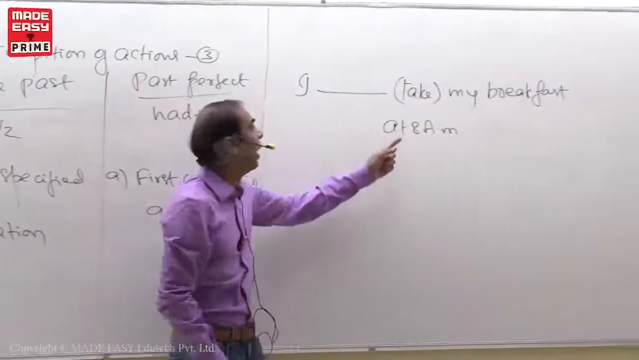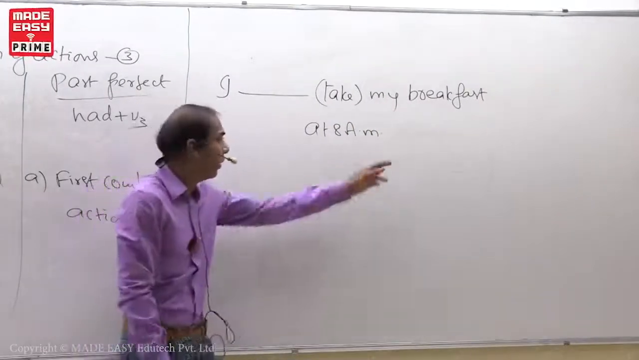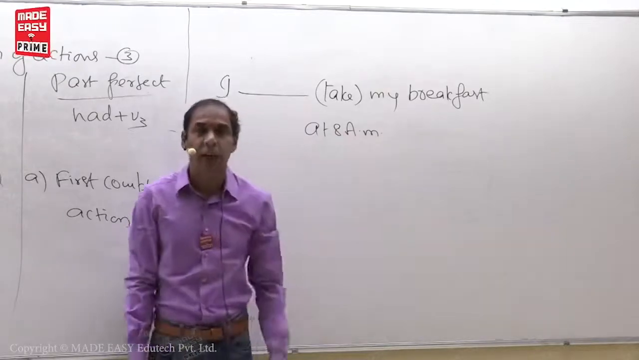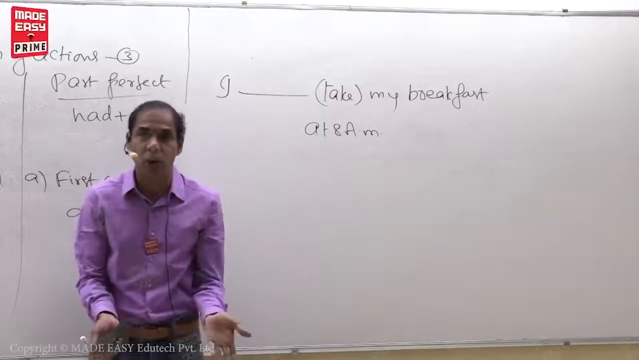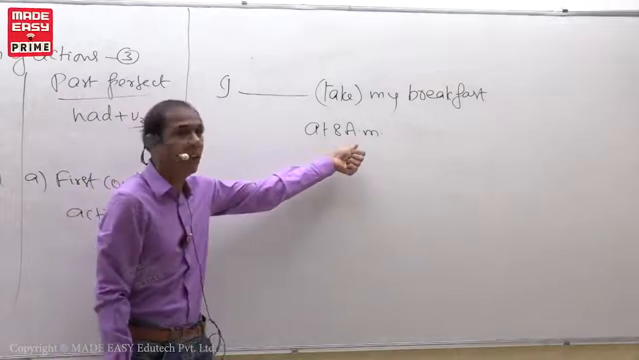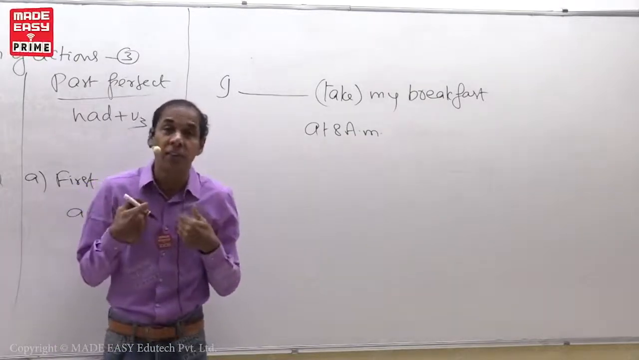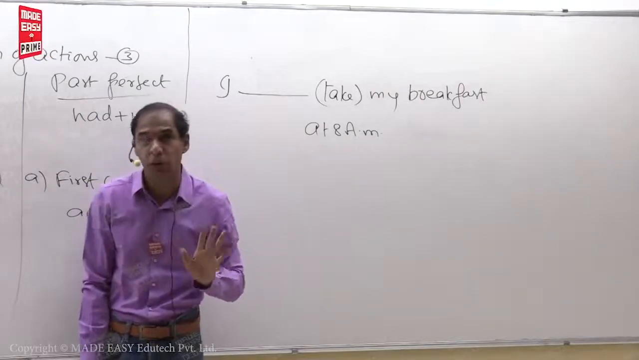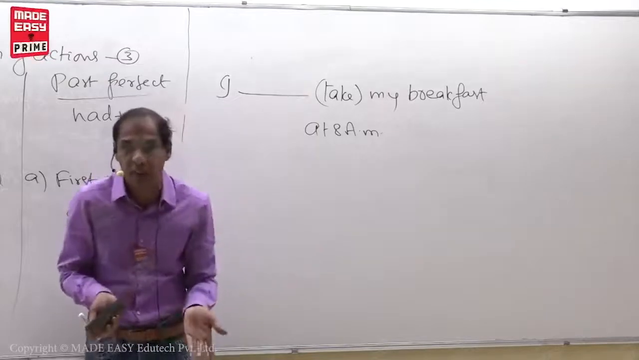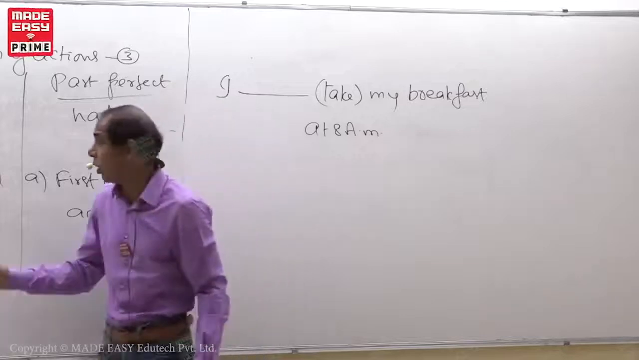Now see, I dash take my breakfast at 8 a.m. Now today is not given here, right? Only 8 a.m. is given. What is the time now? Almost 11 o'clock. 8 a.m. is gone. We have no relation with 8 a.m. What I told you, when the time is specified, do we have a relation with time or not? You have to identify. At 8 a.m. is gone. This is a different time. When we have no relation with time, what is the tense we have to use?